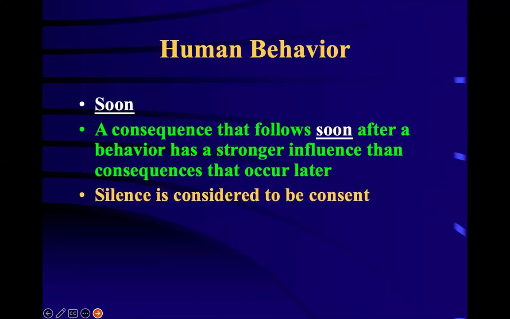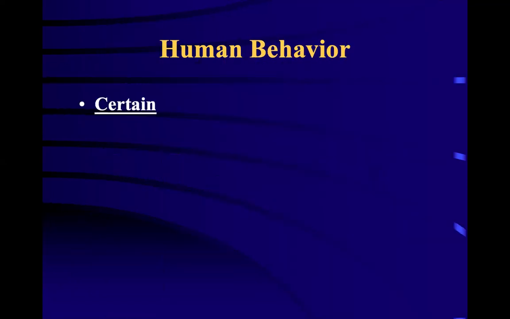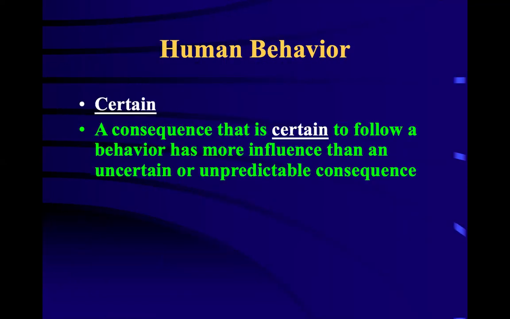And we say silence is sometimes considered consent. So if somebody does something and it's not corrected, we have the perception that people agree to the things they do. So we are saying failure to correct an unsafe behavior can influence employees to continue the behavior in perpetuity. So we say a consequence that is certain to follow a behavior has more influence than uncertain and unpredictable consequences.